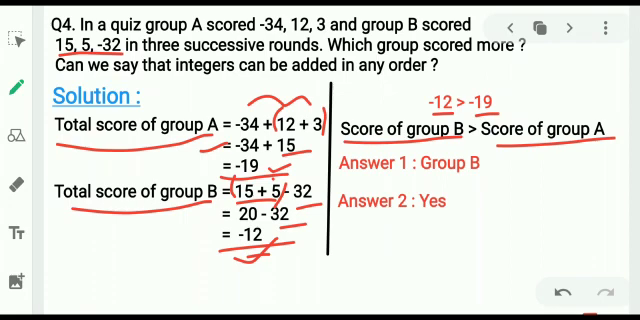Okay, what is the question? The question is which group scored more? So our answer should be group B.